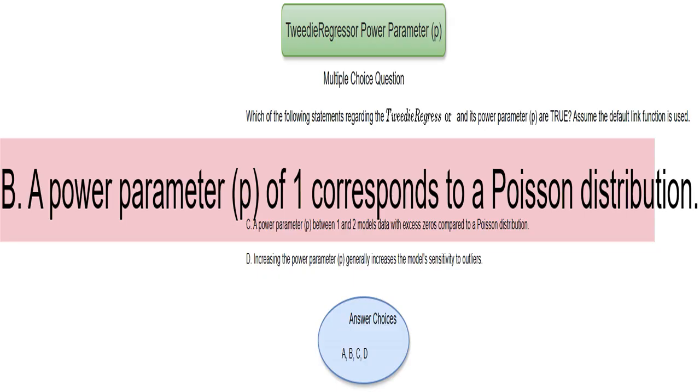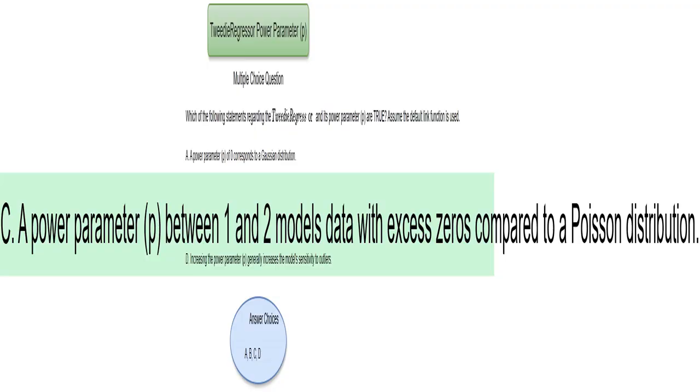The question tests your knowledge of how the power parameter p affects the TweedieRegressor's behavior. I'll evaluate each statement's accuracy. If the power parameter p equals 1, we have a Poisson distribution. This is relevant for count data, where we model the number of events that occur within a certain interval. When p is between 1 and 2, the model accounts for situations with more zero values than a standard Poisson distribution would expect. This is often useful for insurance claims, where many people have zero claims.